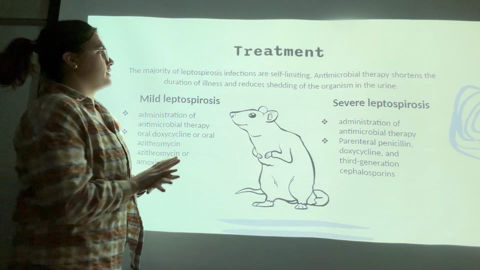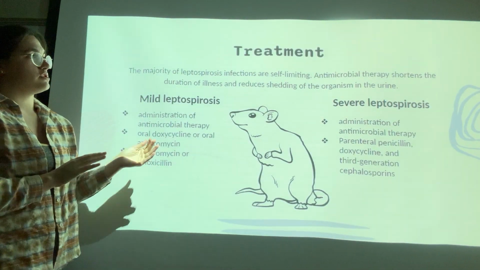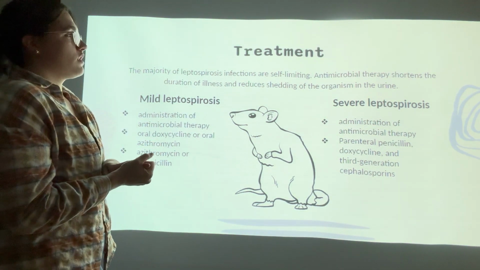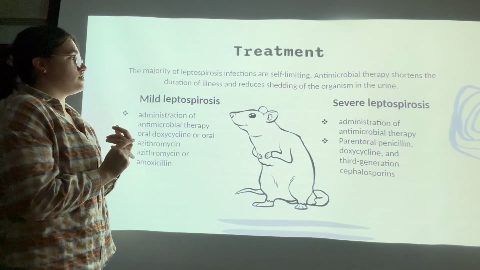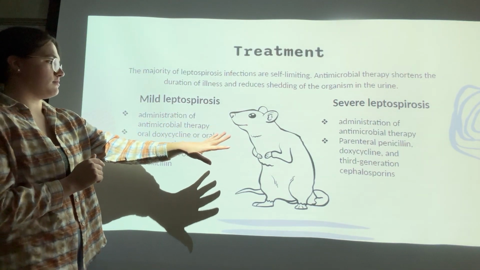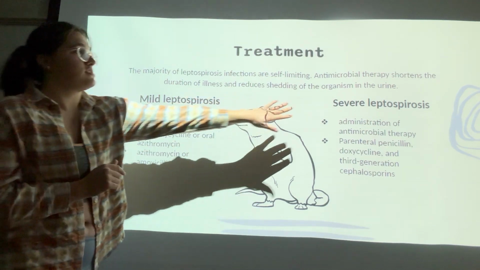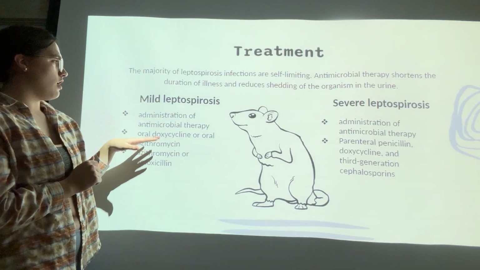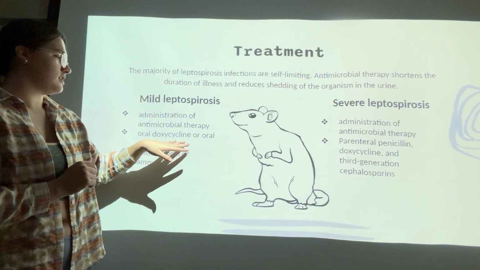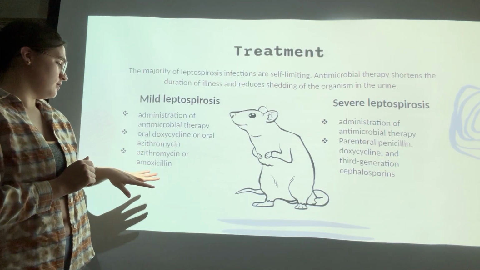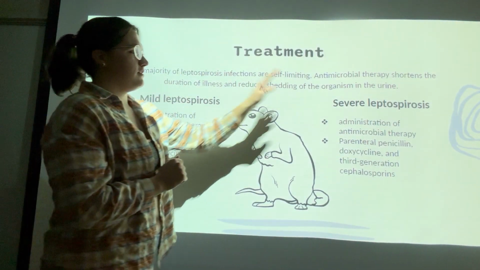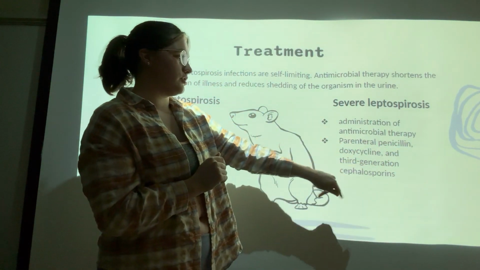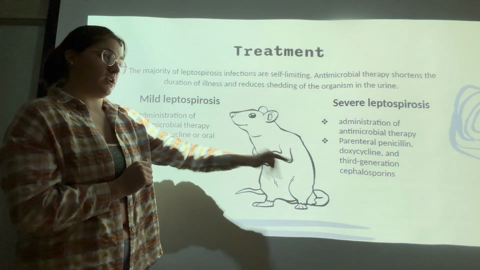And then how would we treat this? So the majority of leptospirosis infections are self-limiting, and they don't have a high mortality rate, but they can be severe. Antimicrobial therapy shortens the duration of illness and reduces the shedding of organisms in the urine. Mild and severe leptospirosis both use the administration of antimicrobial therapy. Mild would use oral doxycycline or oral azithromycin and also amoxicillin. Severe, you're going to want to use parenteral penicillin, doxycycline, and third generation cephalosporins.